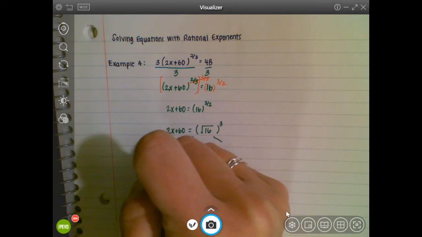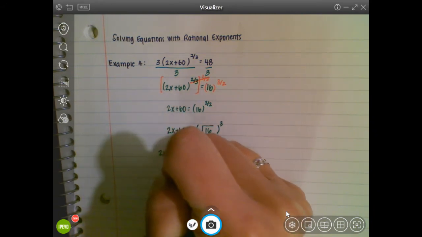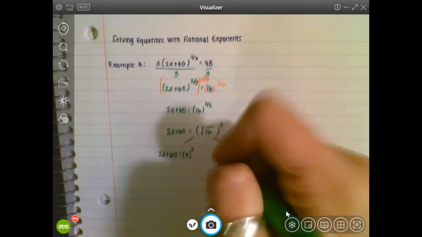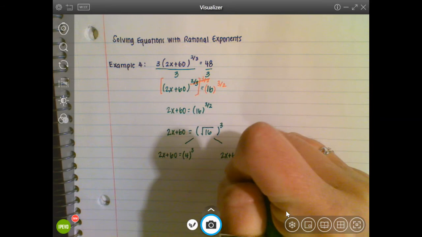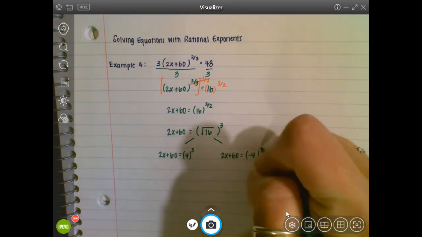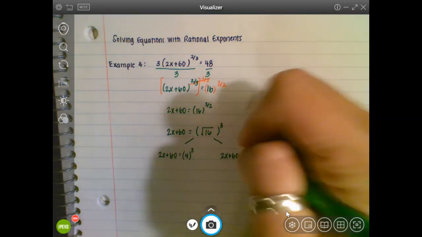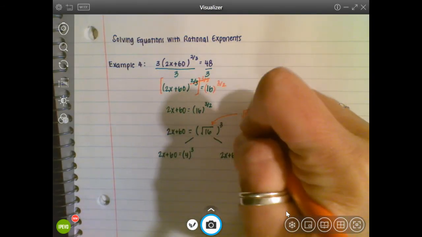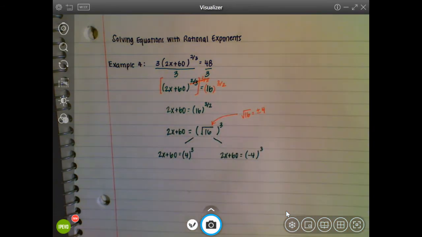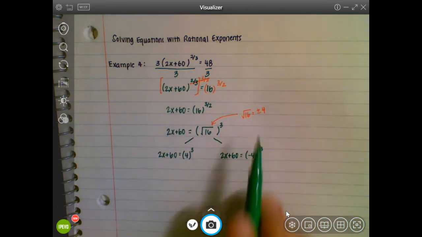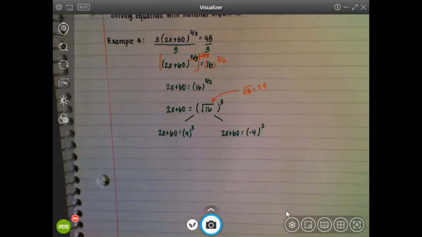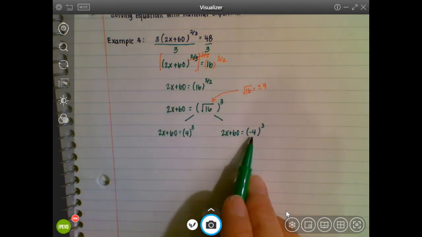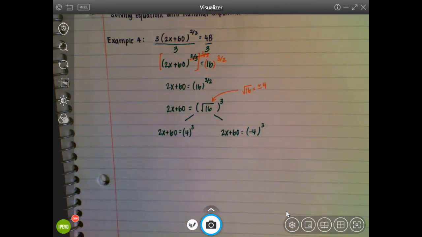So this is either going to be 2x plus 60 is equal to the positive 4 raised to the third power, or 2x plus 60 is equal to negative 4 raised to the third power. Because again, remember that square root of 16 could either be plus or minus 4. So we need to take into account both of these values when we're solving this equation. And the reason that that's important is because if we raise positive 4 to the third power and negative 4 to the third power, we're not going to get the same thing.